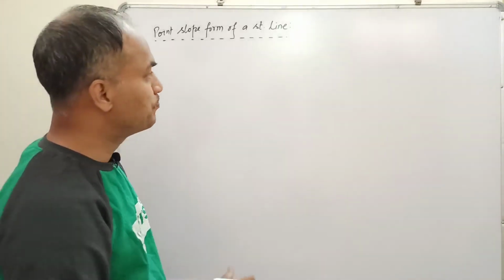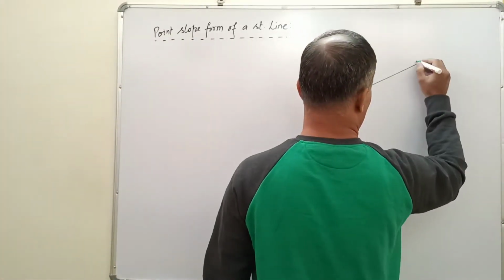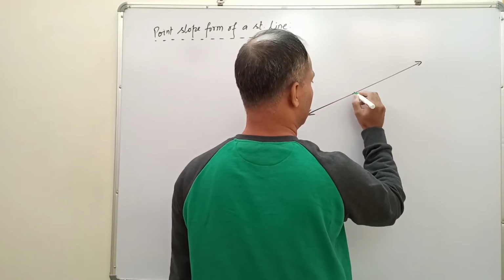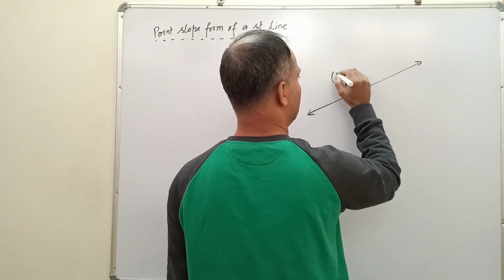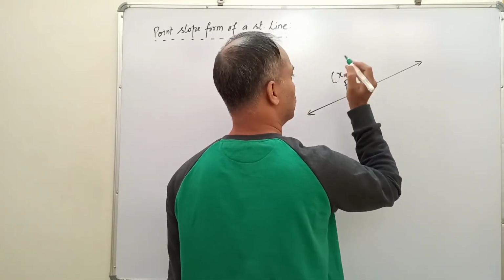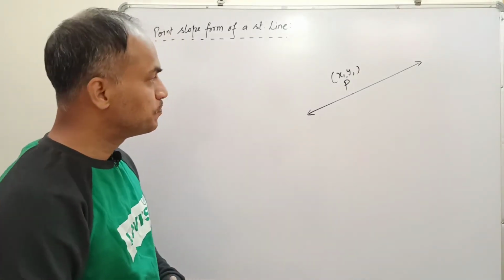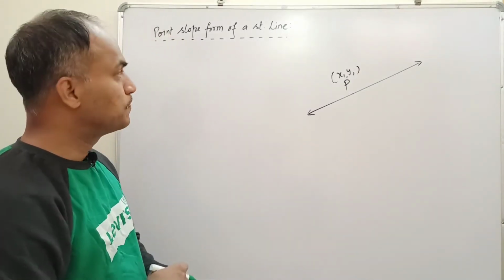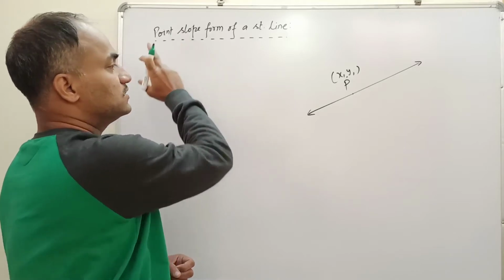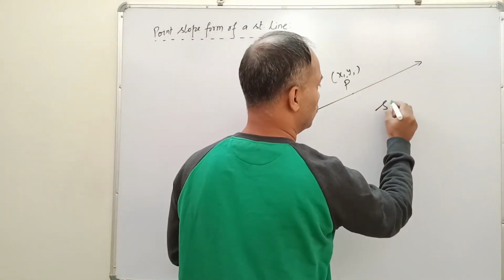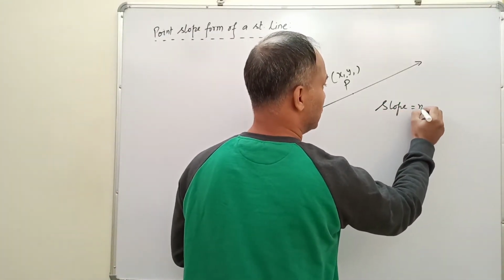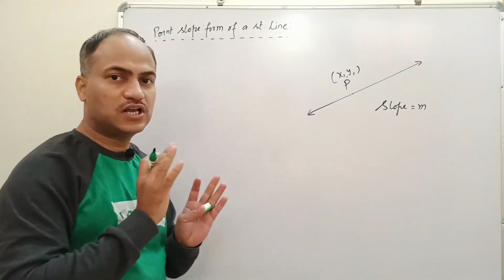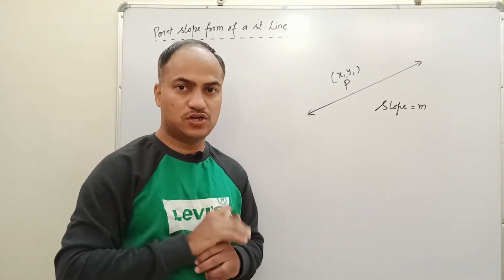Let us see. For this we are given one point on a straight line. Suppose this point is x1 comma y1. We can take any variable point. This point is given to us. Now what else is given? Slope. Let the slope given to us be m. So these two things are given and we have to find the equation of this straight line.